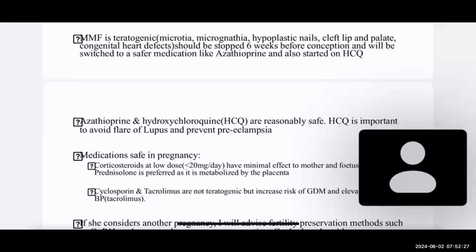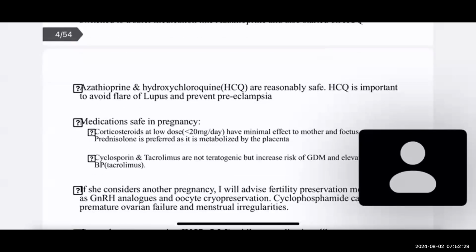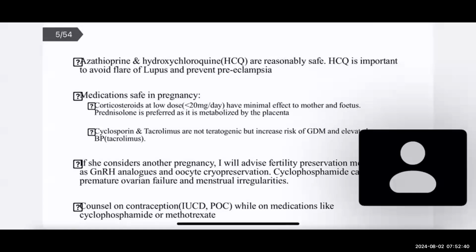Azathioprine and hydroxychloroquine are reasonably safe during pregnancy, and HCQ is very important to avoid flare of lupus and to prevent preeclampsia, which is one of the complications that I would anticipate in this patient. Some medications that are safe in pregnancy are corticosteroids, which I might place her on in the course of the pregnancy. So I'll let her know that that's a drug that I might place her on, but assure her that it's actually safe. Even if I have to place her on it, I'll place her on very low dose, less than 20 milligrams per day.